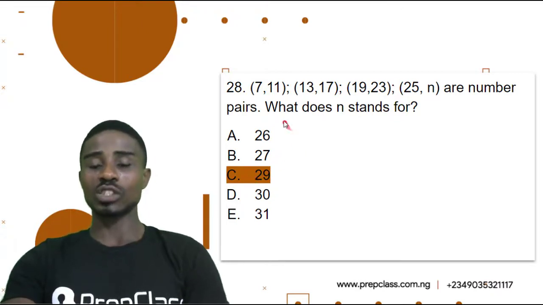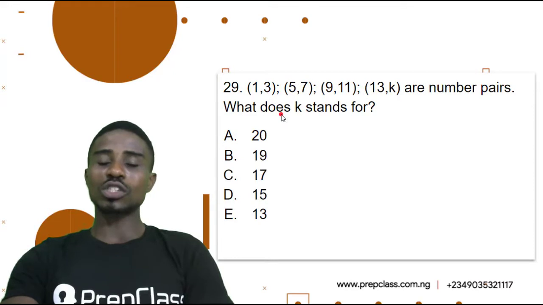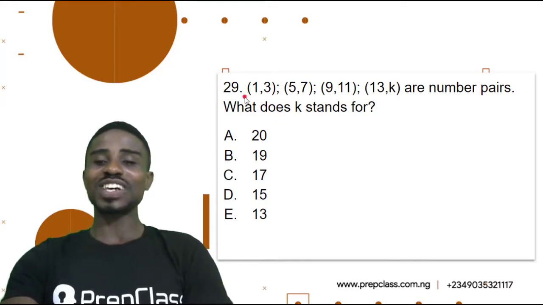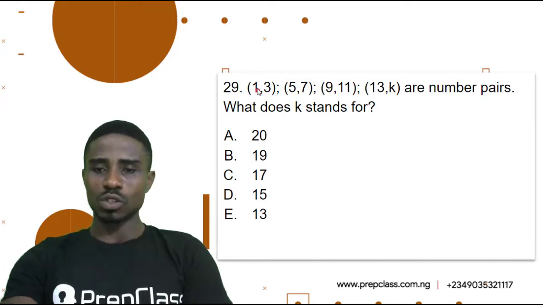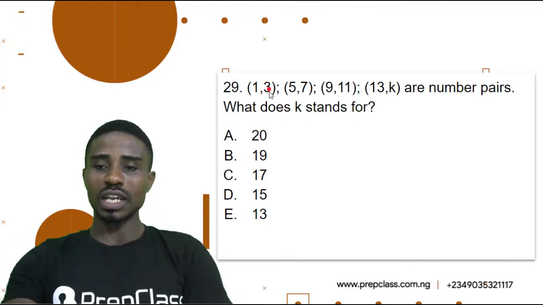Let's look at the next question. Question 29. Wow, what a coincidence. Okay. Question 29. We have the set of numbers 1, 3, 5, 7, 9, 11, 13, k. So we're going to be looking at their differences. So 1 and 3, what's the difference between 1 and 3? It is 2. 3 minus 1 will give us 2.